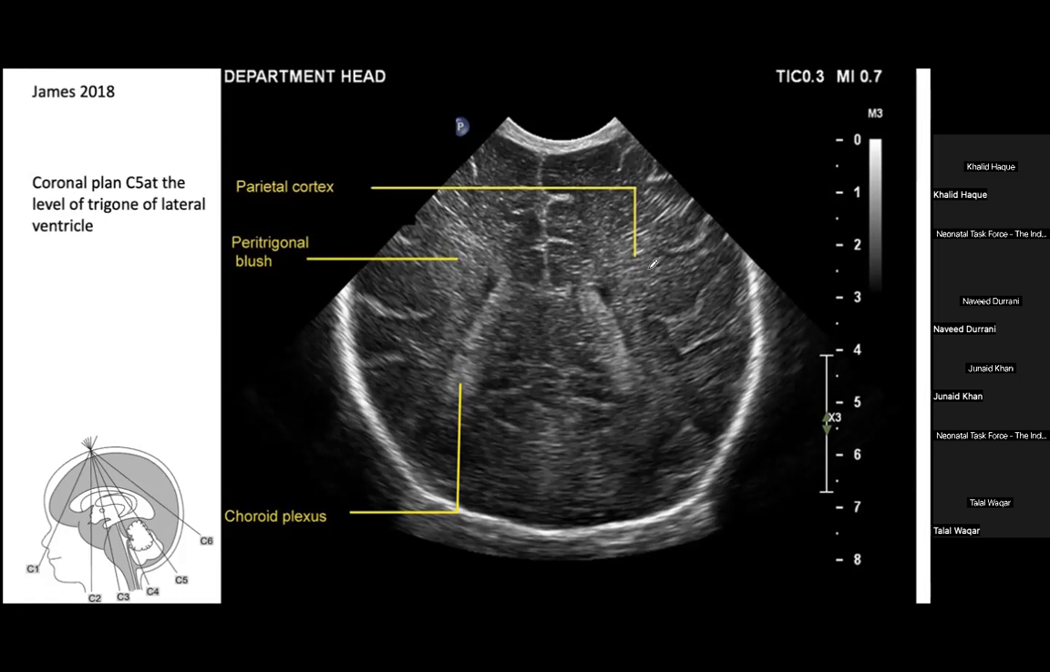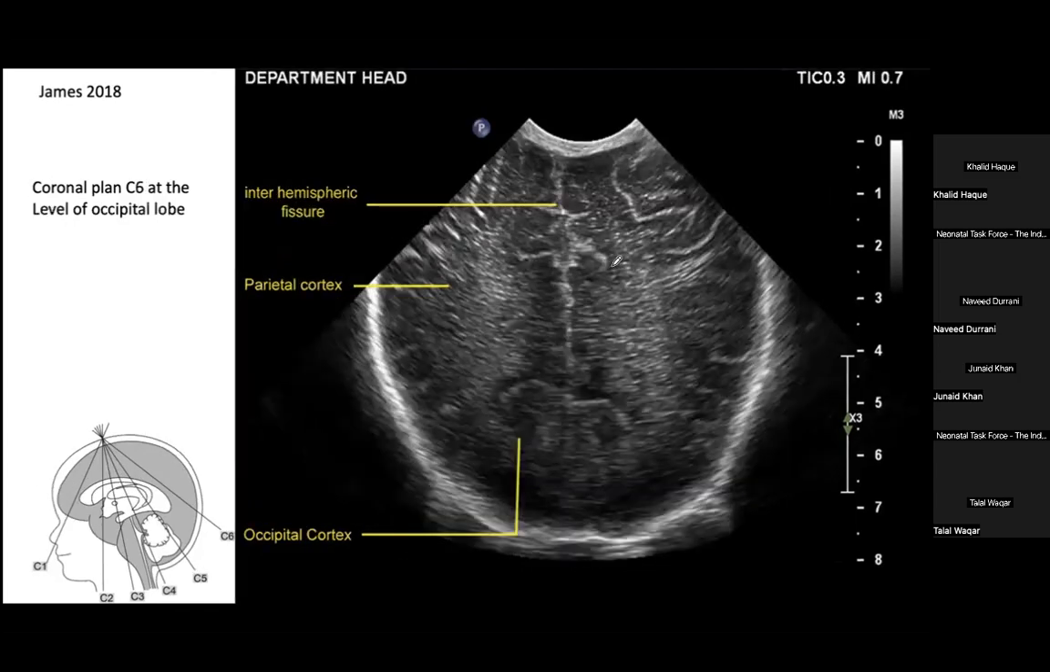So this view you will see when there is periventricular leukomalacia, you will find those cystic structures. But the normal brain appears like this. And finally, C6 at the level of occipital lobe, you will find the interhemispheric fissure, parietal cortex, and the occipital cortex. This view is important also for PVL.